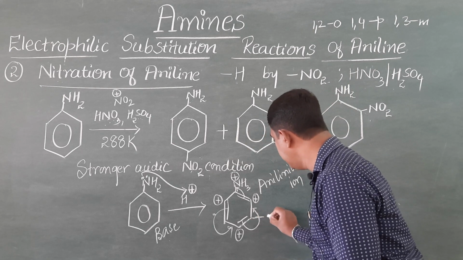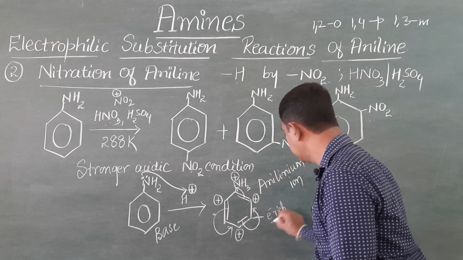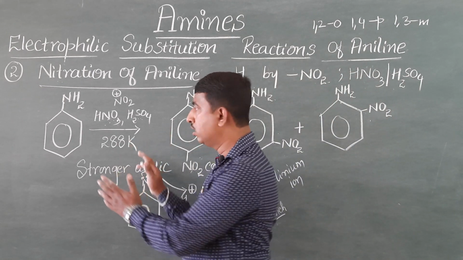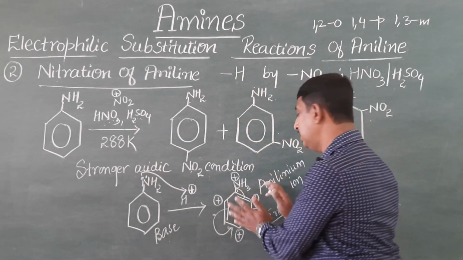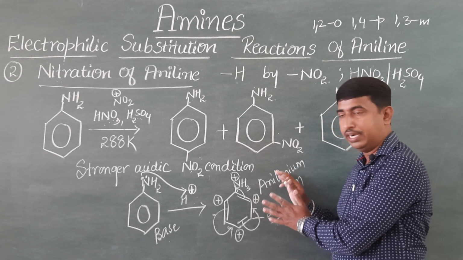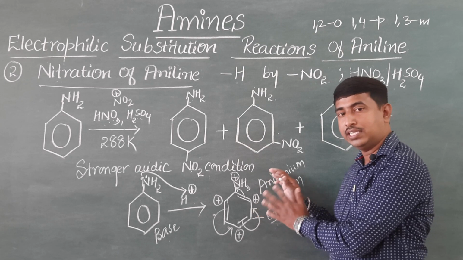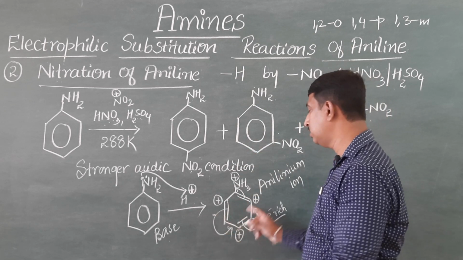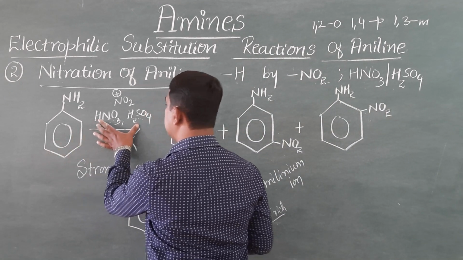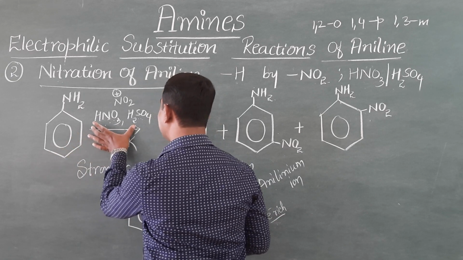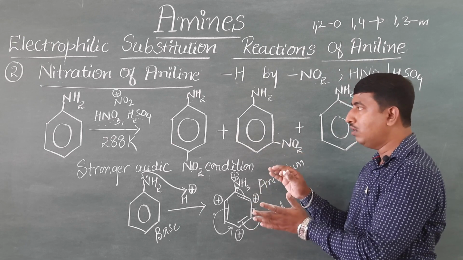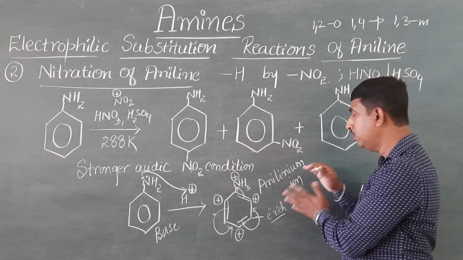Only the meta position is somewhat electron rich. When we carry out nitration of aniline, anilinium ions are also generated in the medium. Along with the aniline, we can see anilinium ion due to an acid base reaction. Aniline is a base, these are acids, correct? So aniline readily accepts the proton from the acid, forming anilinium ion.